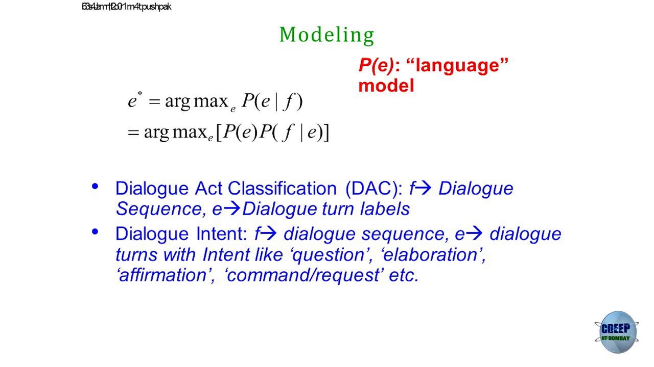Now what deep learning does is that it implements this equation. That's all. In multiple layers, it implements this probabilistic modeling. So we can do dialogue act classification using deep learning, where F is the dialogue sequence, and E is the dialogue turn with intent, like question, elaboration, affirmation, command, request, etc. Let me give you an example.